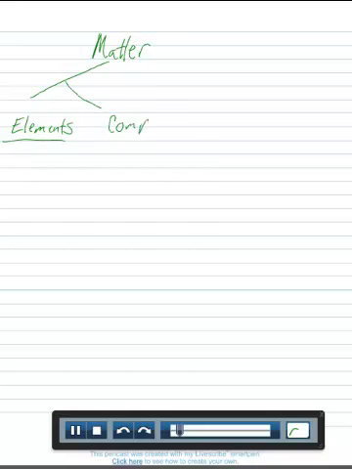Today's lesson is called Elements, Compounds, and Mixtures. All matter can be separated into three different categories. The first being elements, the second being compounds, and the third being mixtures.